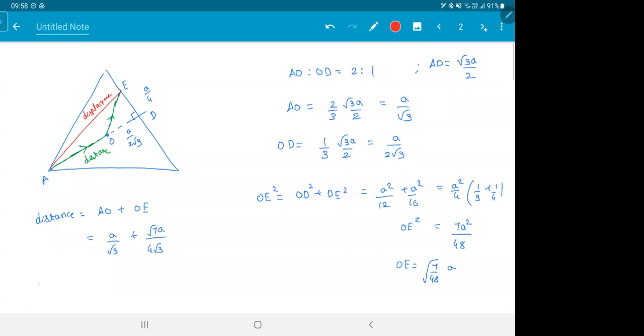How do you find displacement? Displacement is the distance between the initial and final point, that is the root over AD square plus DE square, Pythagoras theorem, isn't it? What is AD square? √3a by 2, that is 3a square by 4, plus DE square is a by 4, that's a square by 16. Adding these, that is √13 by 4 a. That's your displacement.